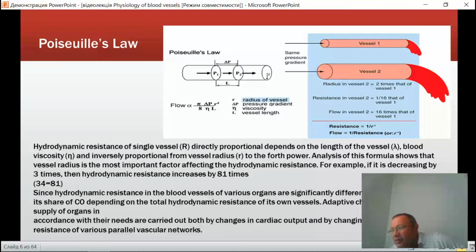On the table, on the figure, you can see different tubes and you can see the formula for Poiseuille's law for different tubes.